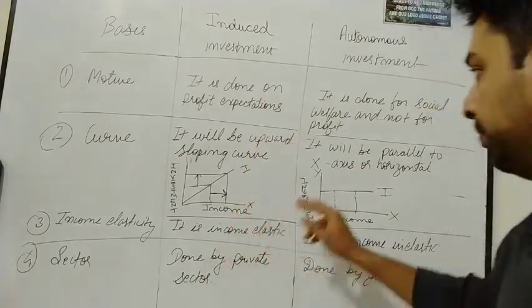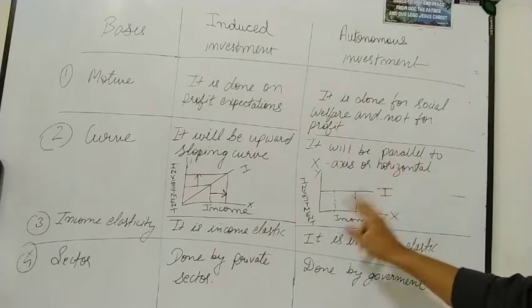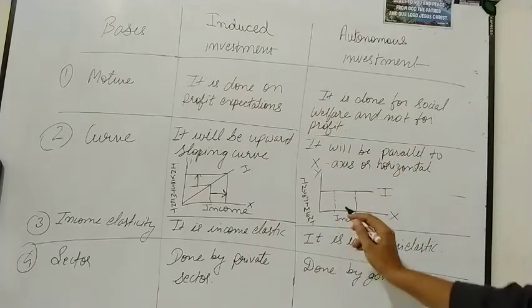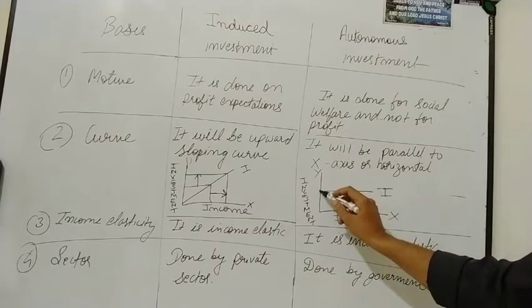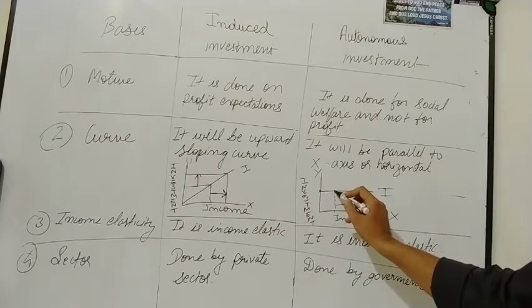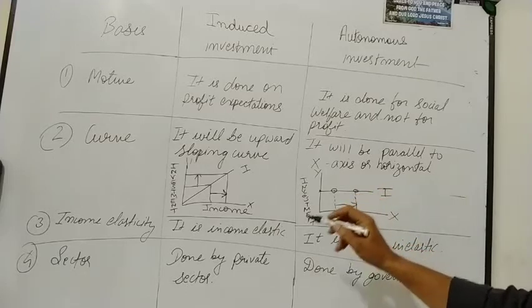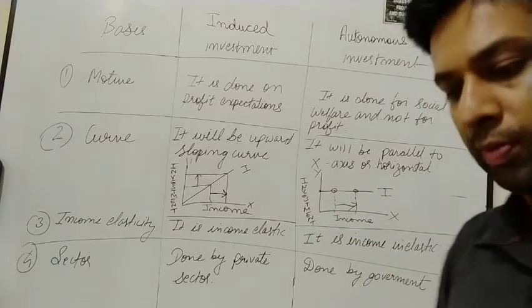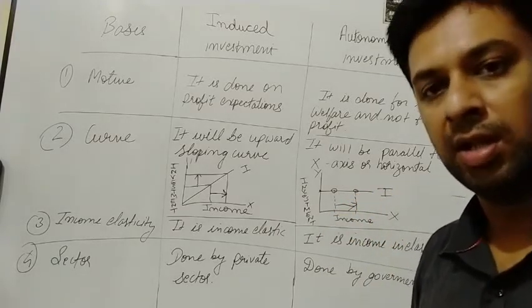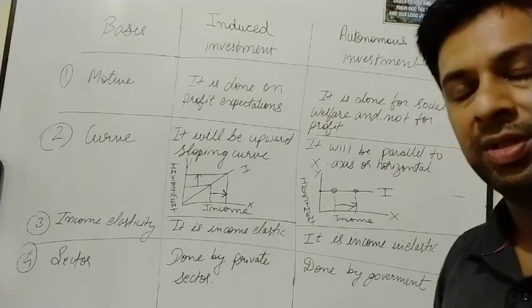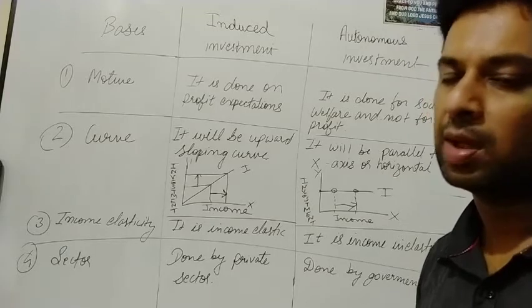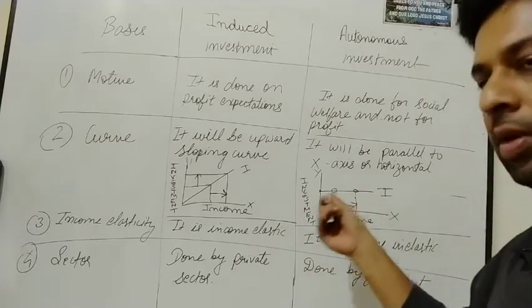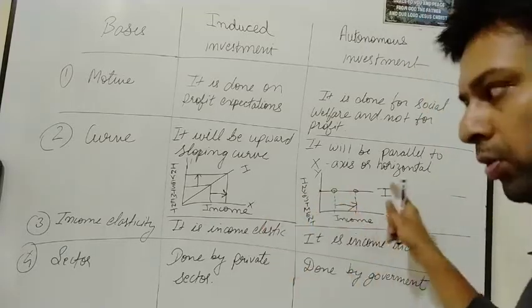Here, for autonomous investment, it will be a parallel to the x-axis line, a horizontal line. Why is it horizontal? Because when income is increasing from here to here, the investment is not changing. Here also the same, here also the same. It does not move with the increase in income. So the behavior of autonomous investment is that when your income increases, autonomous investment remains the same. It will be a constant line parallel to the x-axis.